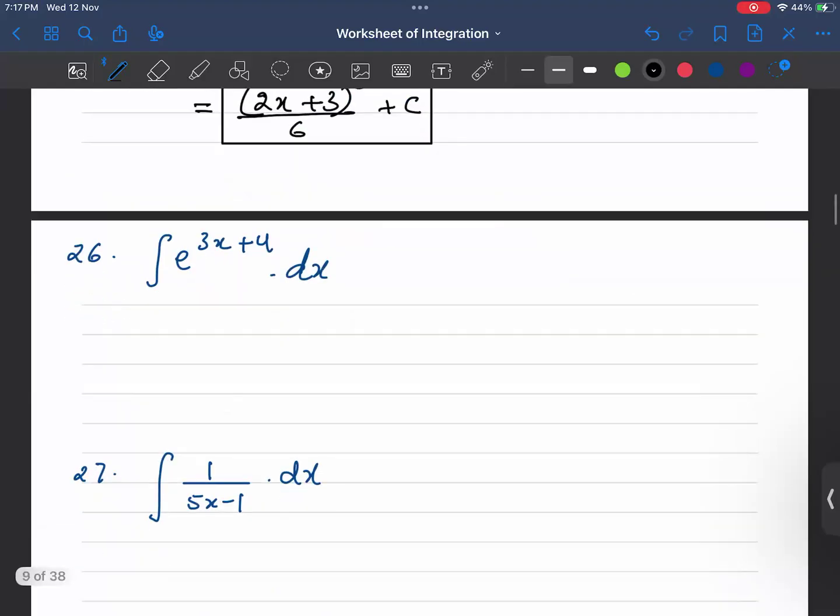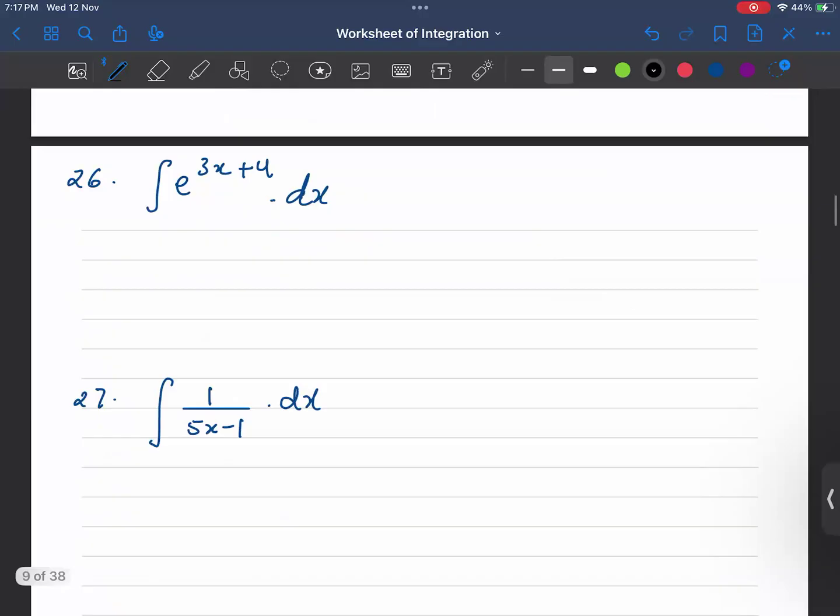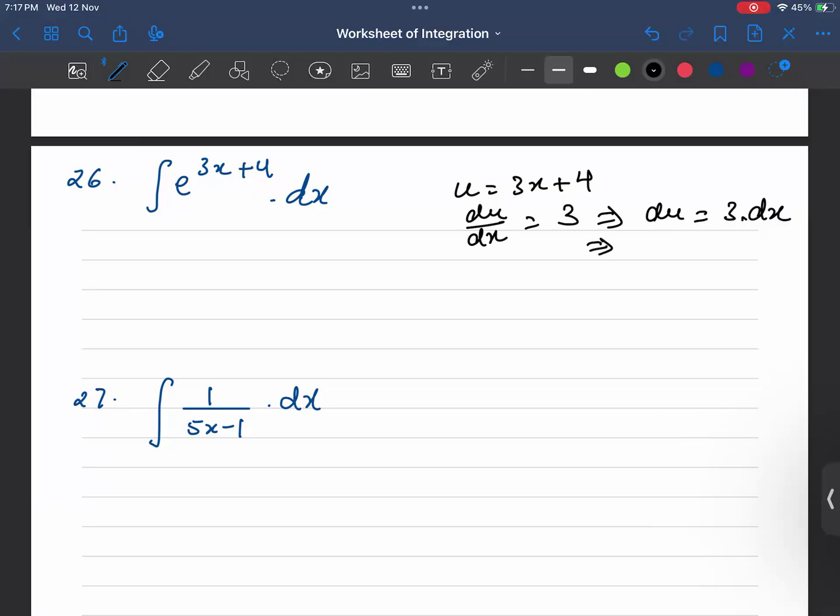Easy? Okay. Now we are integrating e power 3x plus 4. In this, again, substitute: let u equal 3x plus 4. Then du with respect to x would be 3, or we can say du equals 3 dx. Or we can say dx equals du upon 3. One and the same thing. Now we will substitute e power u, and in place of dx, we will write du upon 3.